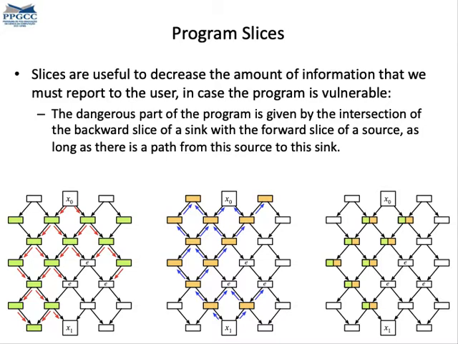To report a bug, we can take the intersection of two slices. The first, right here, is the forward slice from the bad source to the sensitive sink. The other is the backward slice from the vulnerable sink until this bad source. You can see this intersection right here. The intersection gives us all the paths from source to sink that are buggy, that can propagate bad information to the sink.